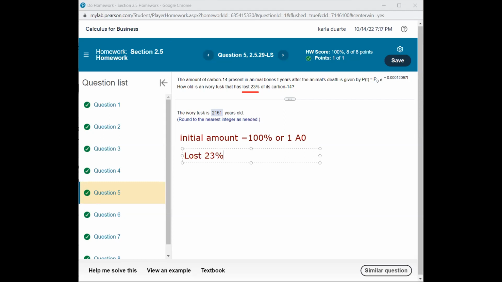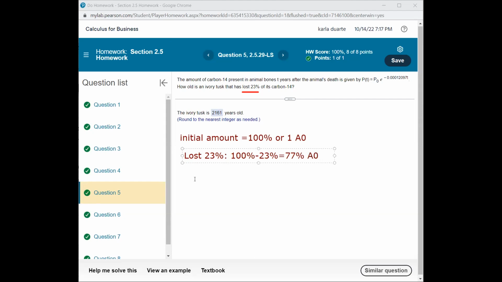Now, my final amount, if I lost 23%, okay? Well, I don't care how much I lost. I want to know how much I have left. So if I lost 23%, then that implies that I have 1 minus, or if you want, 100% minus 23%. Okay, because I lost 23%. If you take 100 minus 23, you get 77%. Got you. That was tricky. That was a little tricky, but not hard, huh, Shauna? So this 77% of A sub 0 is your final.